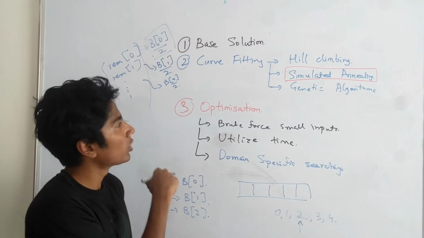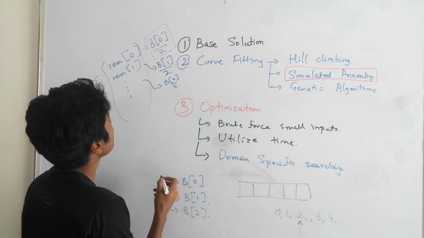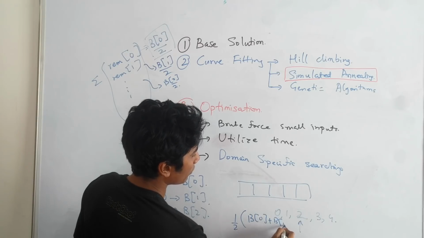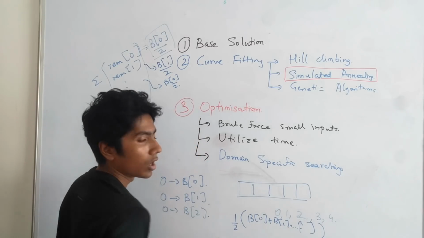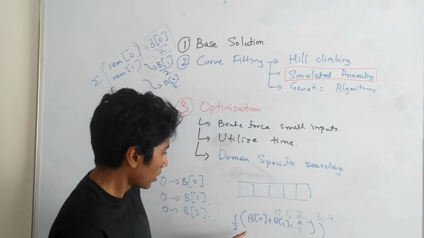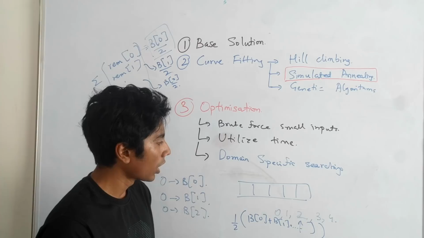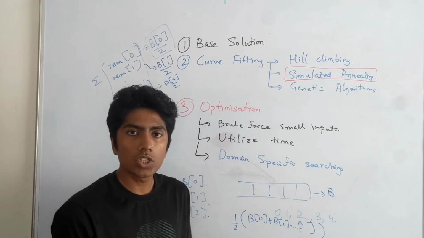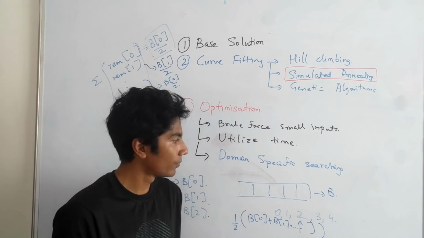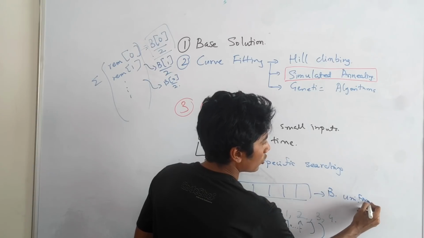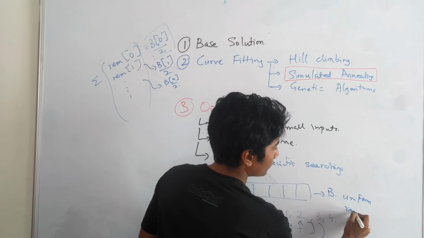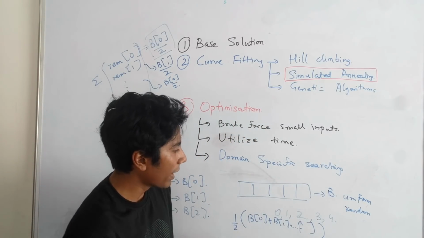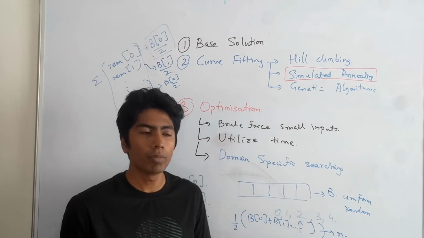And because I'm taking the sum of all these things, the expected sum is going to be half into b0 plus b1 plus b2, so on and so forth. Which in turn tells me that the expected is this quantity. If b is an array which is uniformly distributed and random, this is important, then what you can say is that you have n numbers in this array B.